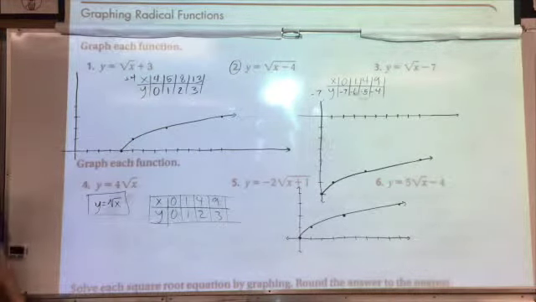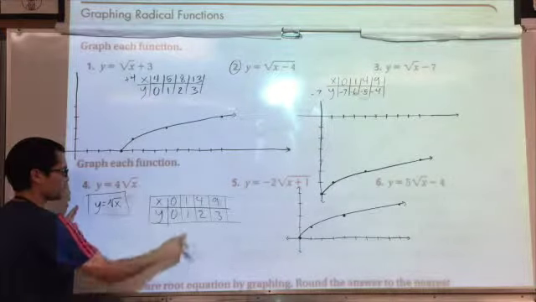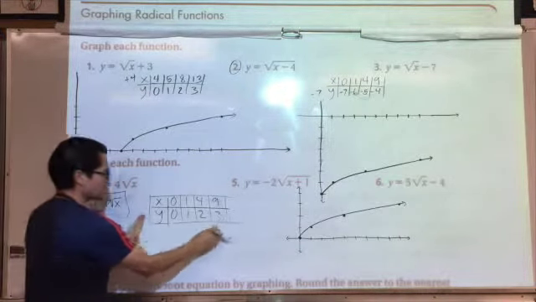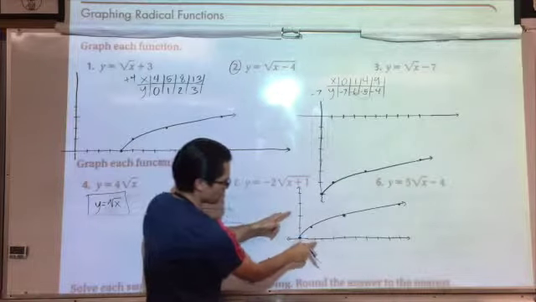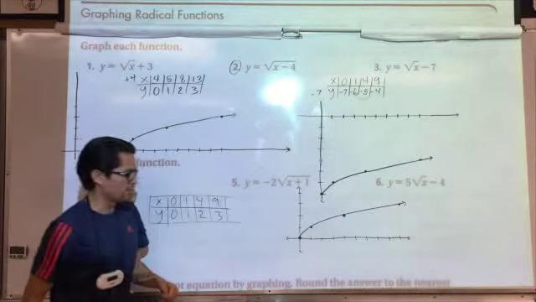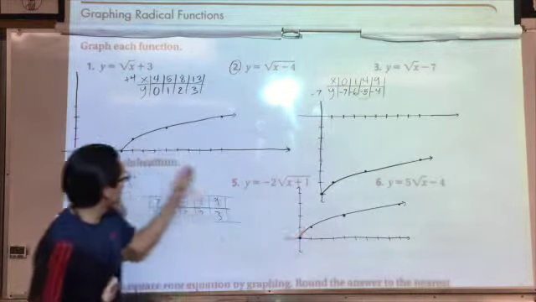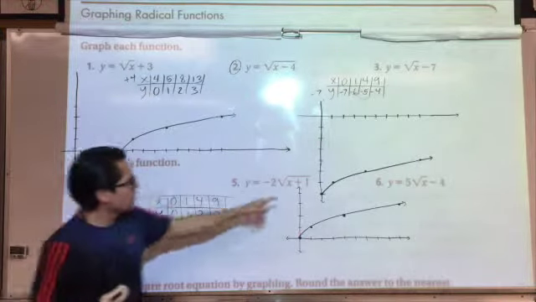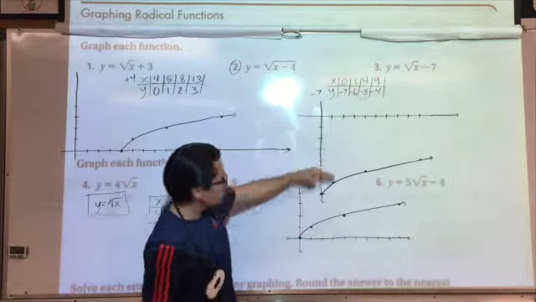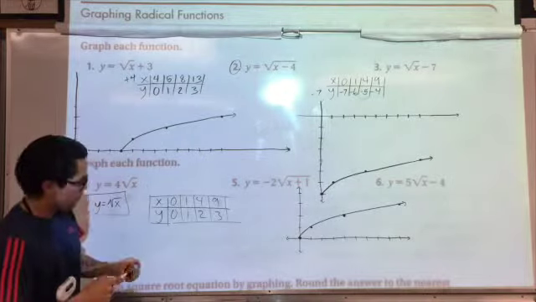Okay? And that's it for those. Okay? Remember, for radicals, for square roots, you're always going to start with this table, which represents this graph. Okay? So basically, we took this graph and we shifted it to the right 4. In this case, we took this graph and we shifted it down 7 units.